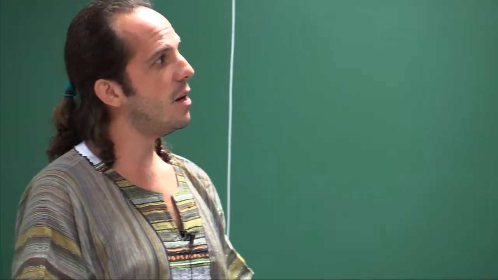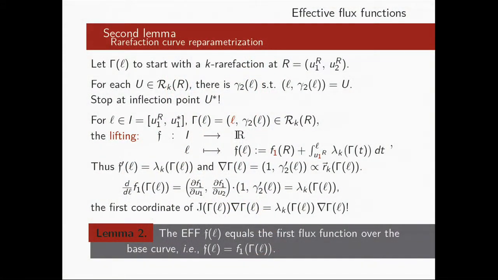If I now have the reference point and I'm going to construct a k-integral curve, you can think of one of the families that you have in your system. Then for any state on that Rankine, on that rarefaction curve, I can reparameterize it with one of the coordinates, and the problem is how to do the lifting now. And this is the part that takes some time. And the lifting is more or less the same.